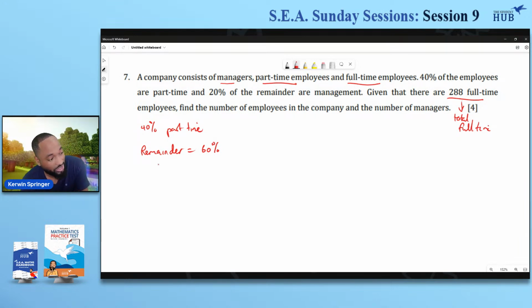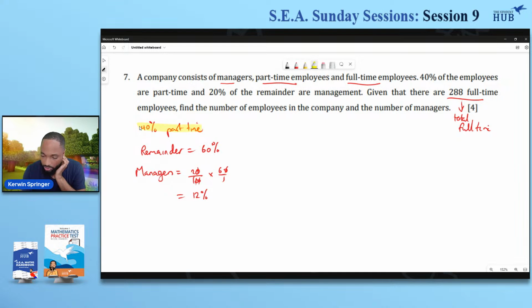And I resist the urge to increase the volume on our voice, otherwise it will go in like 1 second. So 20% of 60. So managers is 20% of 60. 20 over 100 times 60 over 1. That's 12. 12% of the original.